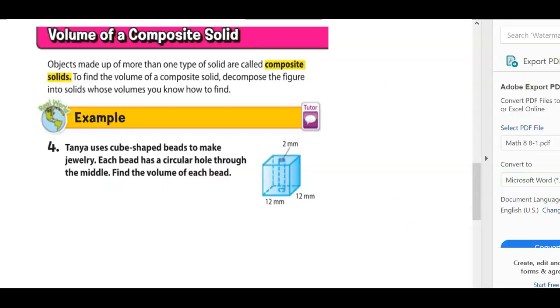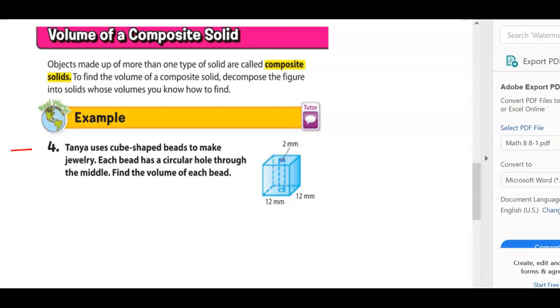So we do have one more problem, you guys. In fact, it's called volume of a composite solid. That's really just when you have, maybe, two shapes that are kind of added together. Maybe you had a square and a triangle and they were sitting on top of each other. That's a composite solid. In this situation here, we have like a cube, and it looks like there's a little cylinder that's kind of cut out of it. Let's take a look at this. It says Tanya uses cube-shaped beads to make jewelry.